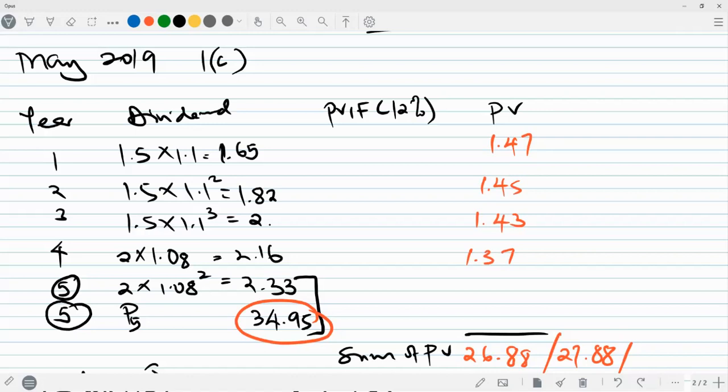Individual. I did it individually. Okay, year 5, the D5, 1.32. 1.32, and the present value of the 4.95, 19.83. 19.83. What factor do you use to discount the year 5 dividend?